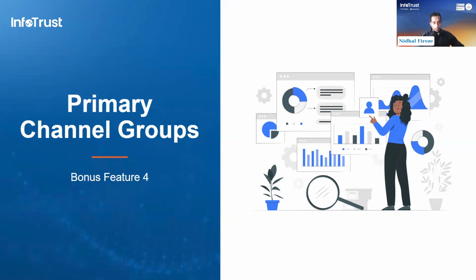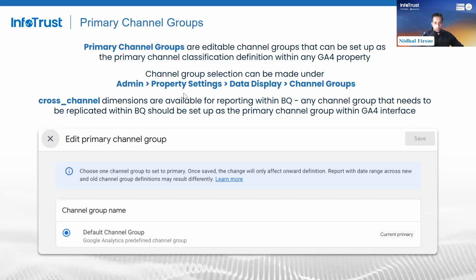You can set one of them as your primary channel group, which also helps you export that information to BigQuery, right? And we'll talk about that a bit. So primary channel groups are essentially editable channel groups. What is a channel group? It is how channels get defined using a certain set of rules, right?